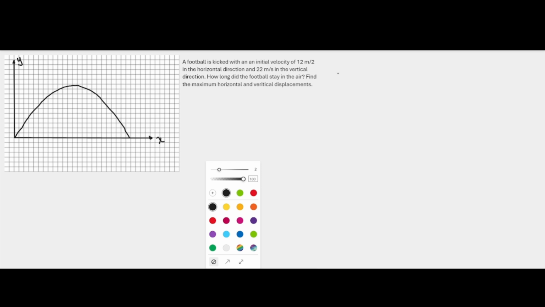It says initial velocity, so we're going to call this v. It's a v vector, and it has two components. So it has a 12 meters per second horizontal component. So that's 12 meters per second in the positive x hat direction. And then we have a 22 meter per second component in the vertical direction. So this is 22 meters per second in the y hat direction. So that's the vector equation that describes the initial velocity.